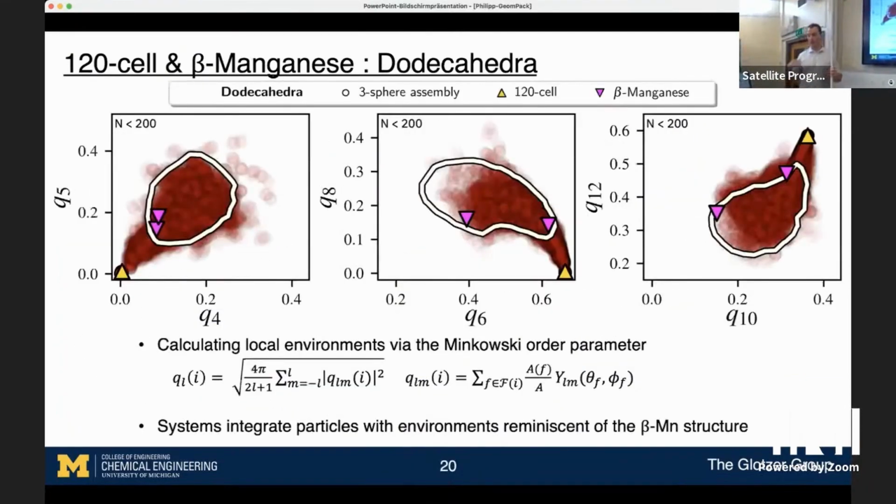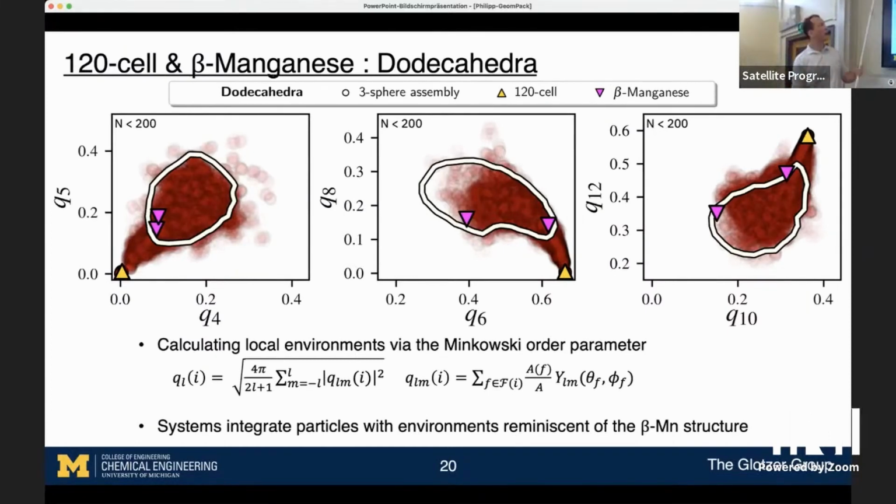Okay, so let's go through all the systems. And here, how do I quantify these different local environments in the system? What I'm using here are the Minkowski order parameters, which are weighted Steinhardt order parameters, which means that I quantify the symmetry around each particle. I look at the particle and create bonds to its nearest neighbors according to the Voronoi tessellation, and then quantify them according to this Minkowski order parameter.